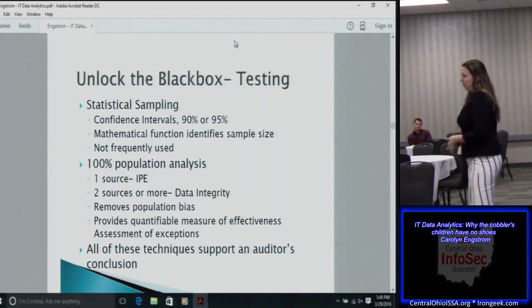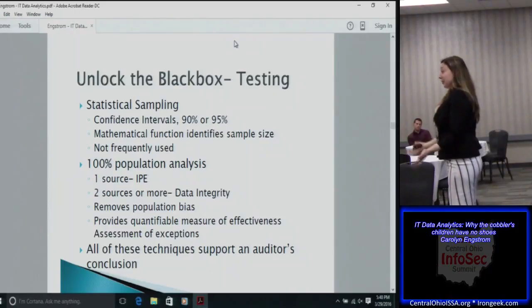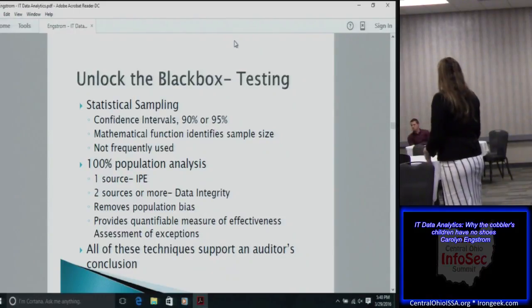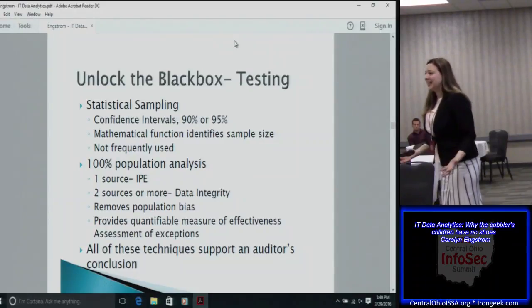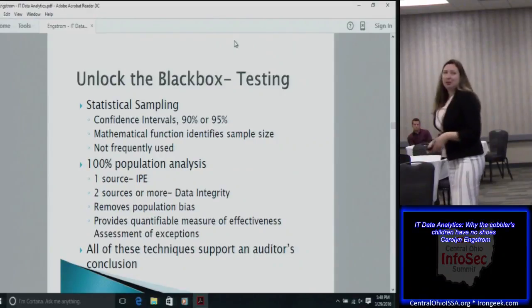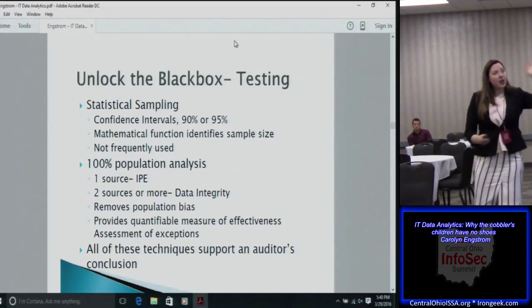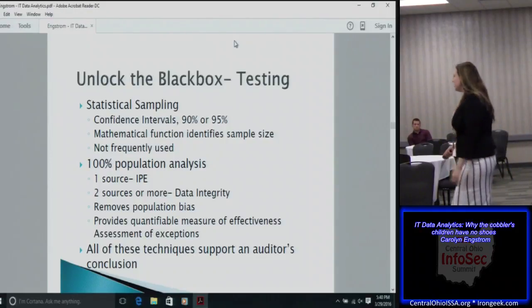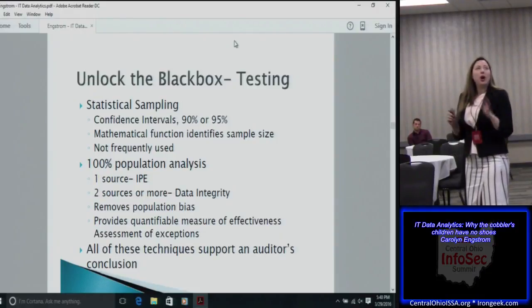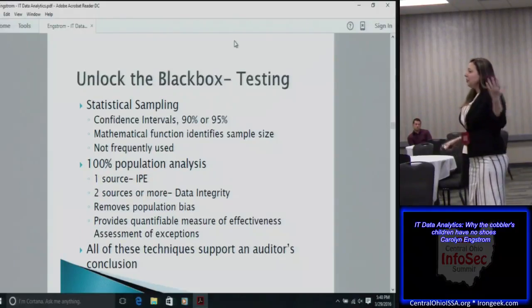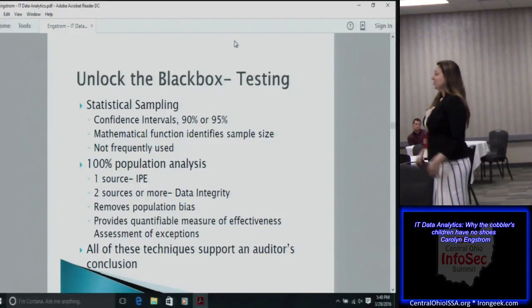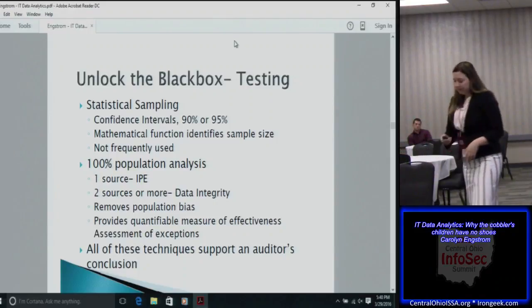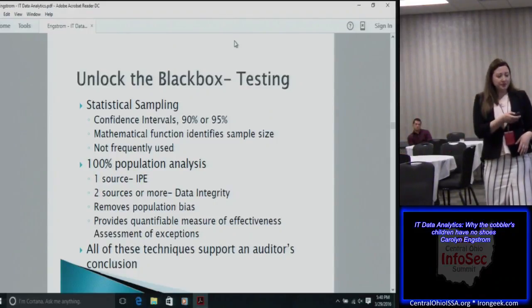There's no rework. There's no creating a persuasive story. If you look at 100% of the population, you can make a much more persuasive case than what has occurred and create better recommendations. All of these sampling techniques support an auditor's conclusion. They're all perfectly adequate approaches, but I think we could look at those 3 approaches and say the 100% population analysis provides us more value as an institution. So the question is, how do we do that?